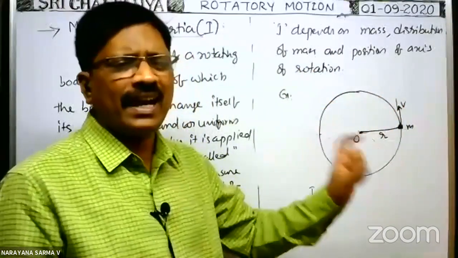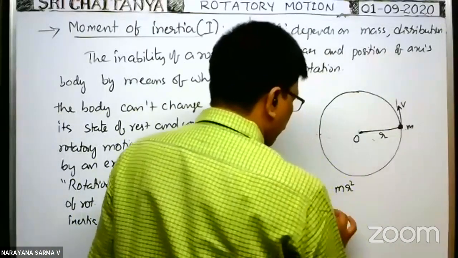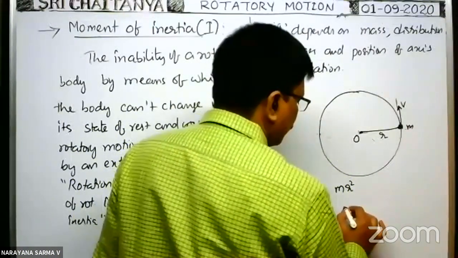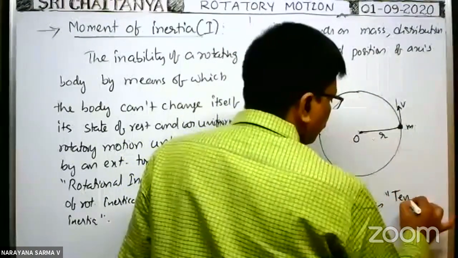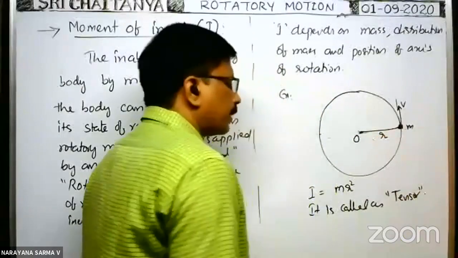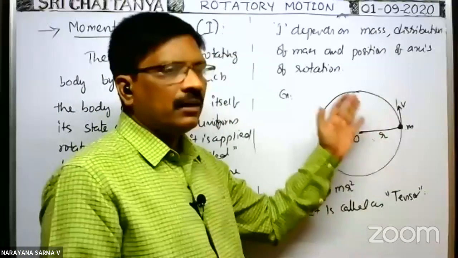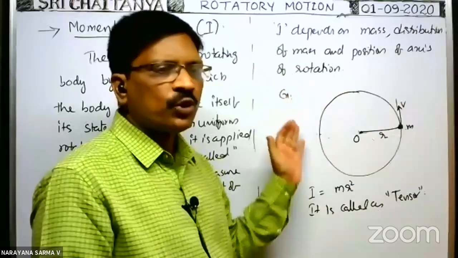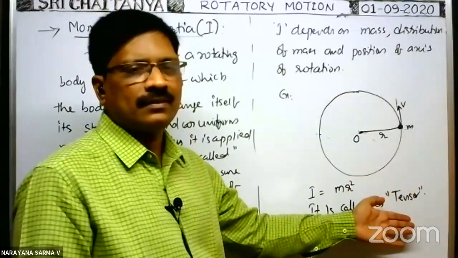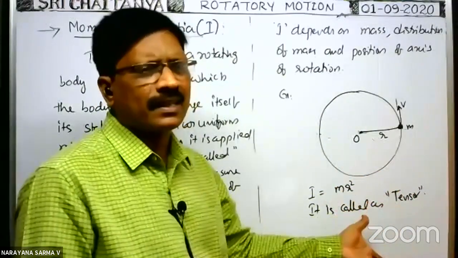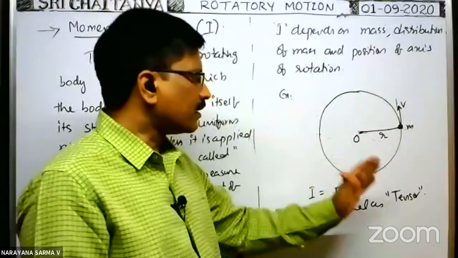That's why it is treated as a tensor. So moment of inertia is a tensor. It is called a tensor. That means it is neither a scalar nor a vector. The value of moment of inertia depends on the position of the axis of rotation. Such a physical quantity is called a tensor. That is not a vector, that is not a scalar. It depends on the position of the axis of rotation. Okay, that's why it is called a tensor.